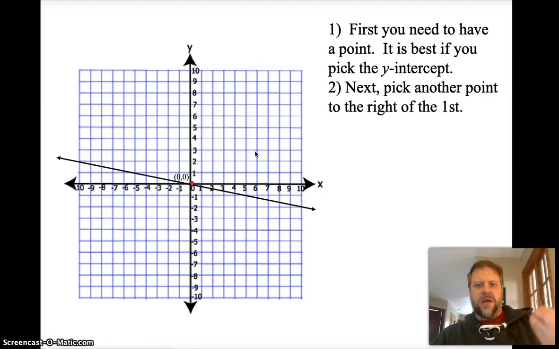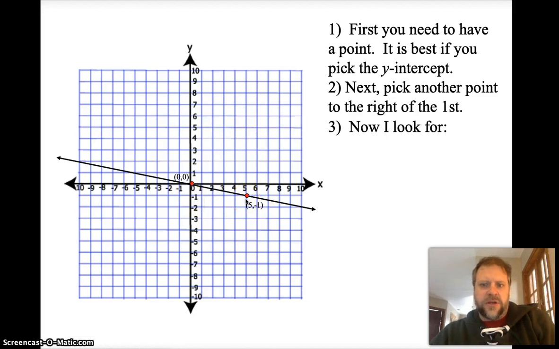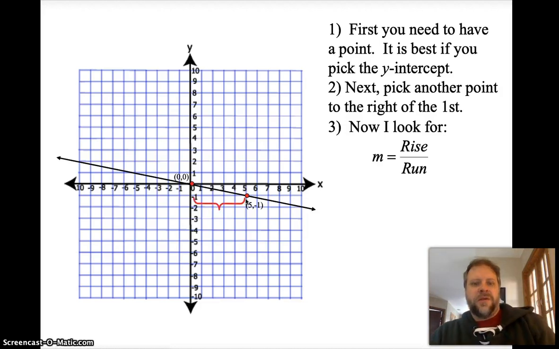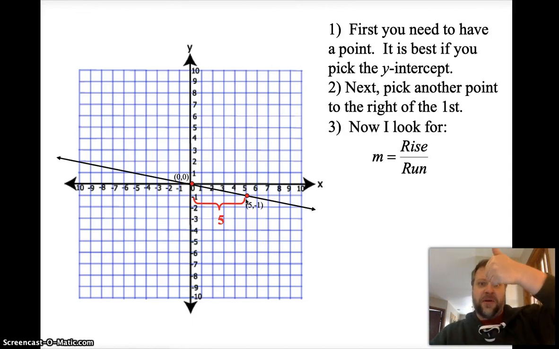Let's pick a point at the intercept, (0, 0). Let's pick a point to the right. Now notice that this is point 5, and it goes down 1, so this is at negative 1. And then let's look for the rise over run. How far does it go over? How far does it go up? Haha, up. So it goes over 5. It goes from 0 to 5. It goes up.